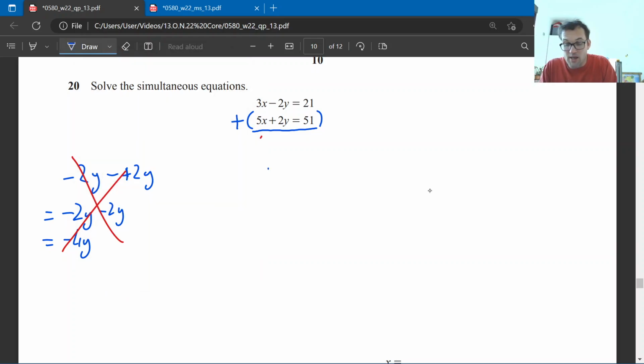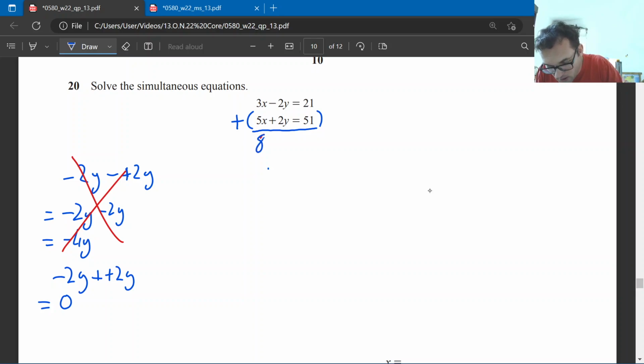What happens if we add it? Well, minus 2y plus 2y, because there's a plus there and a plus there. That will be 0. That's what we want. We want to eliminate. They're gone. So we add them together.